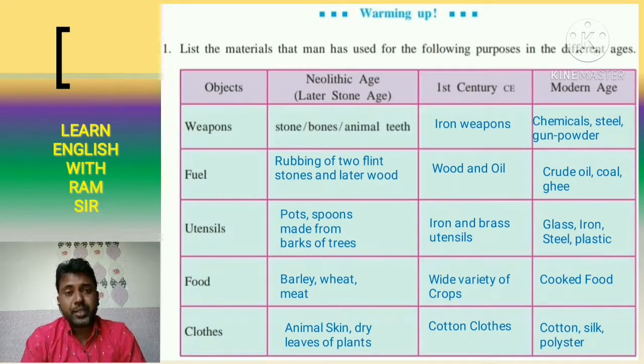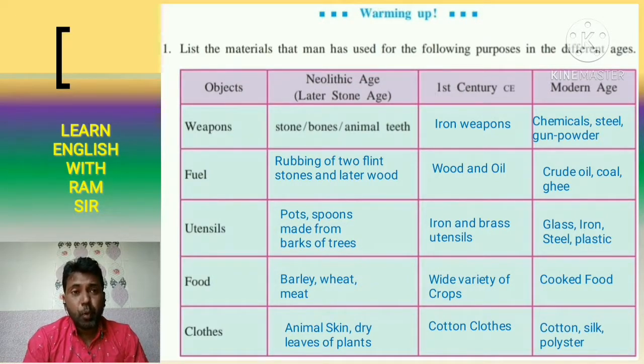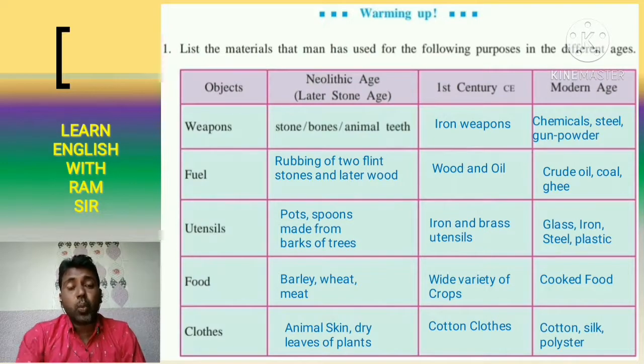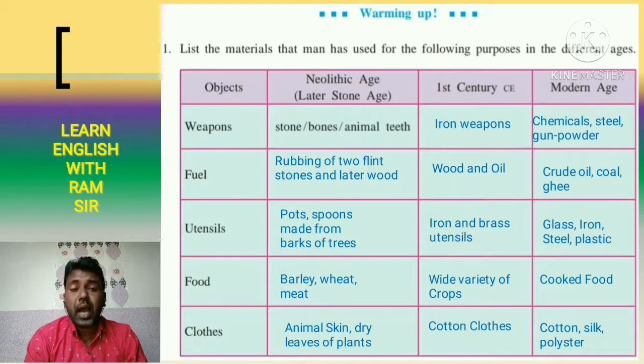One point is given for you. In the weapons point, in the Neolithic age, people used stone, bones or animal teeth to create their own weapons. And of course, in the first century CE, people had changed the material of the weapons, and now they used iron weapons. It means they used another metal, that is iron, to create their weapons. It means they updated themselves.